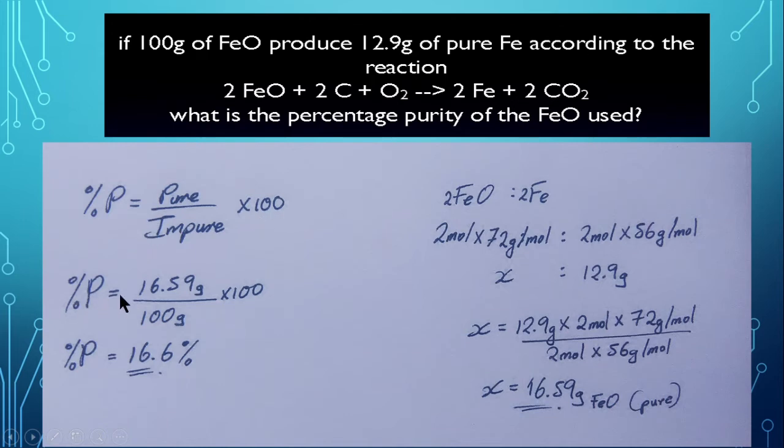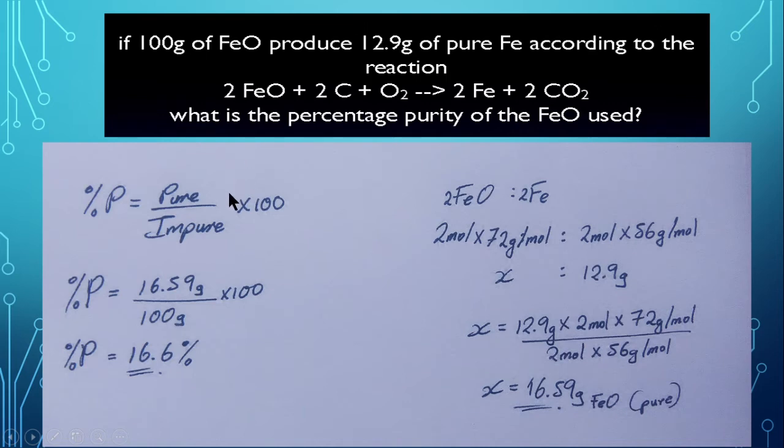So percentage purity is going to be equal to 16.59 grams divided by 100 grams times 100. The main issue here is finding the mass of the pure reactant, because the impure is given. Our initial reactant, the 100 grams, is taken to be impure because we're not yet sure if we can get 12.9 grams of iron from this much iron(II) oxide.